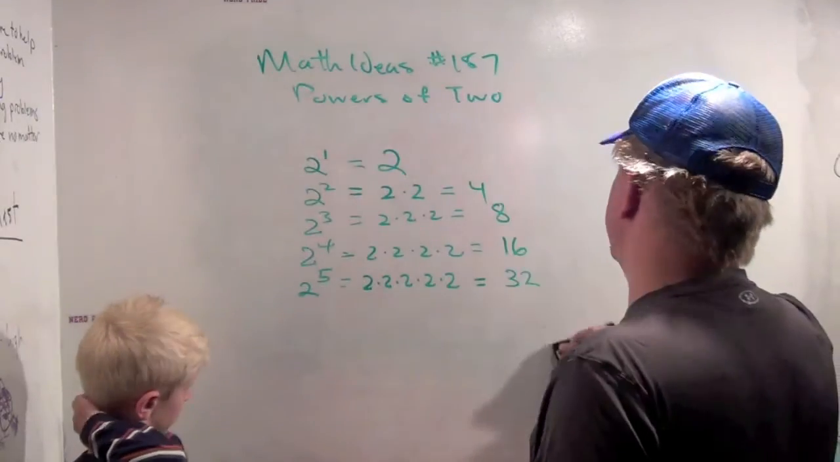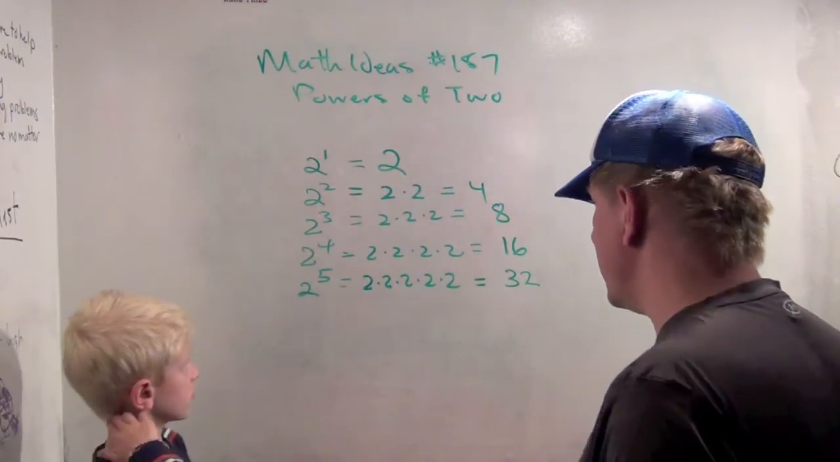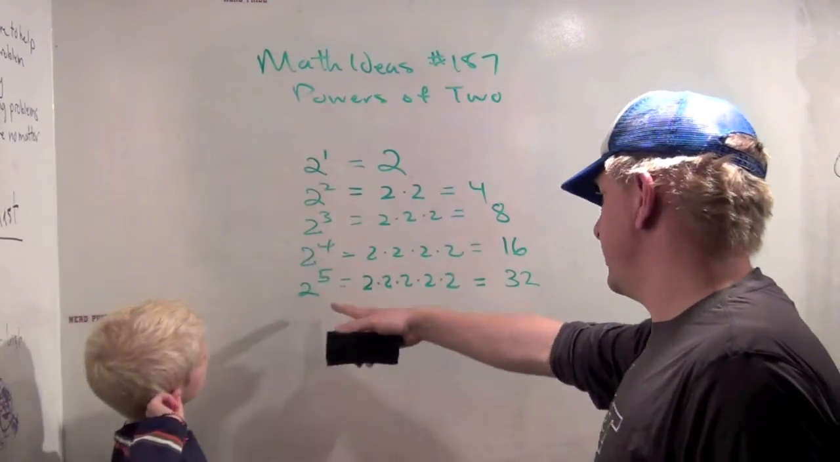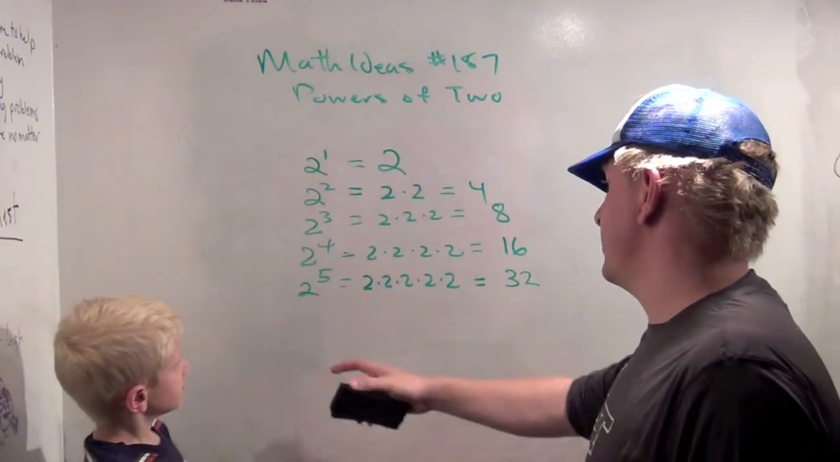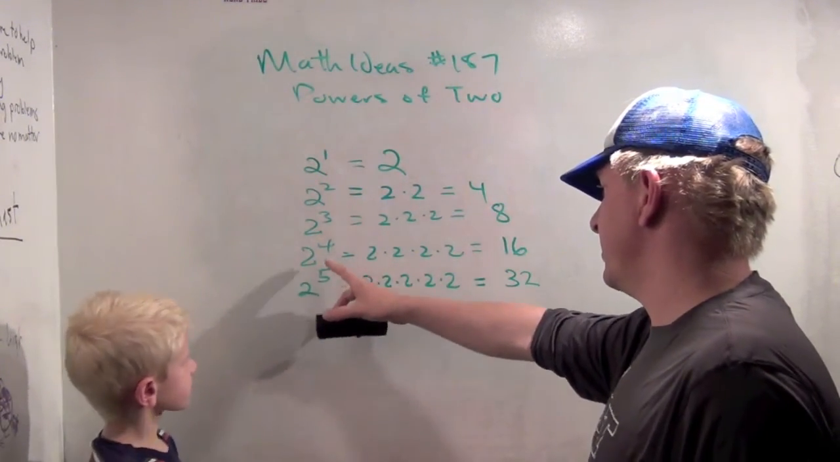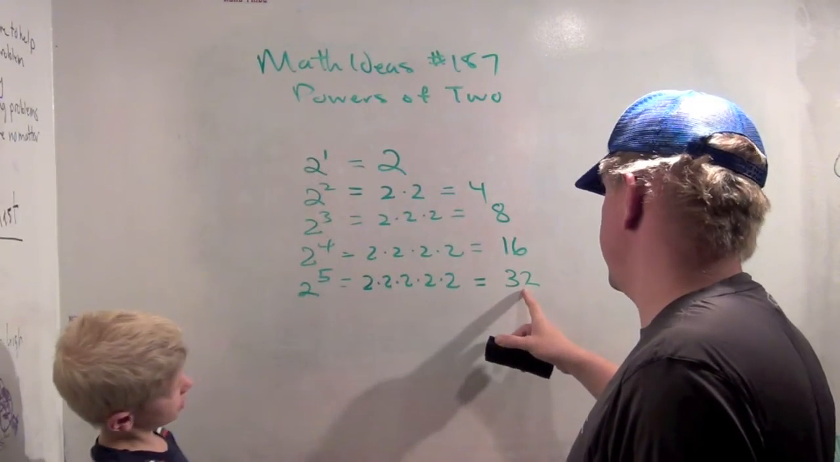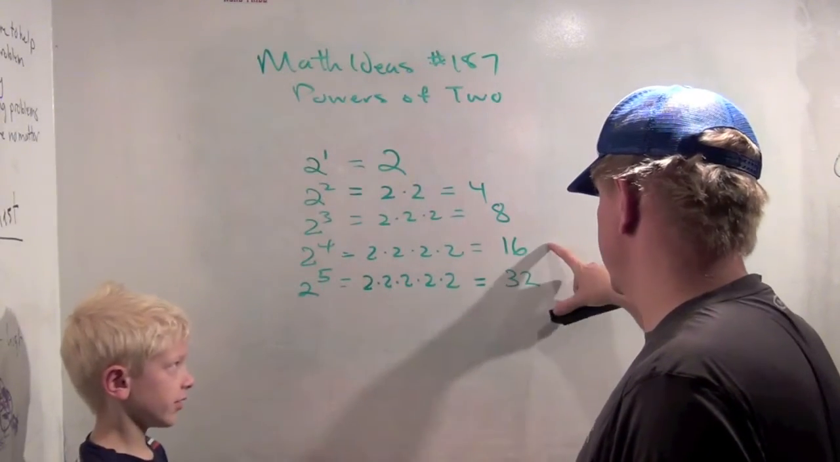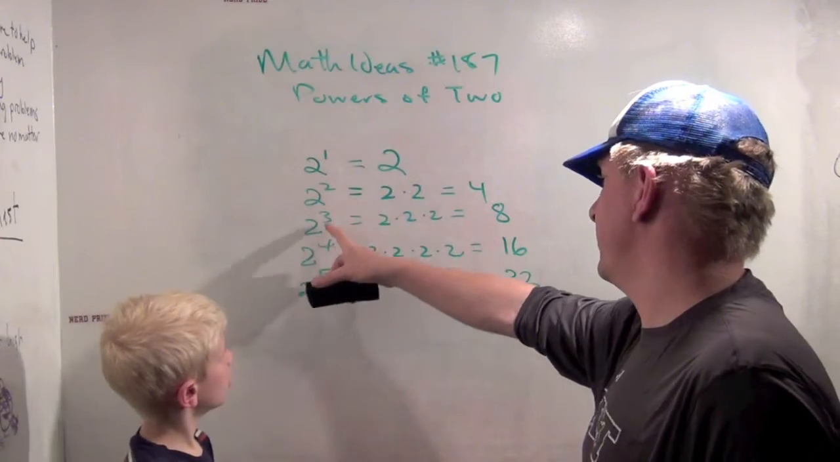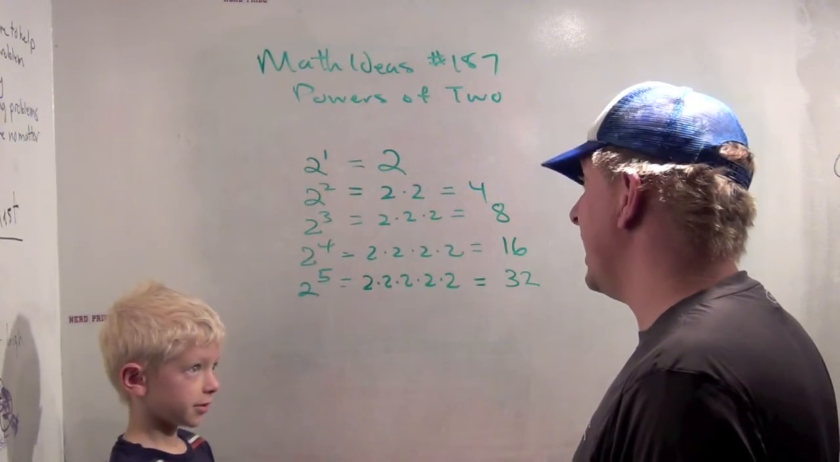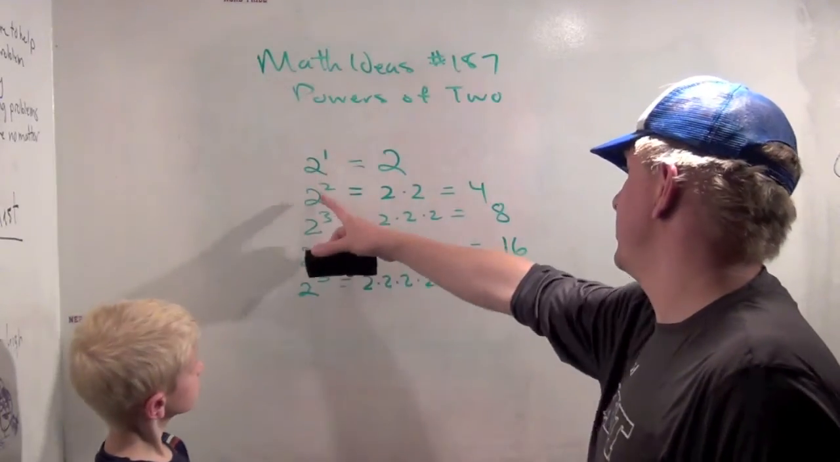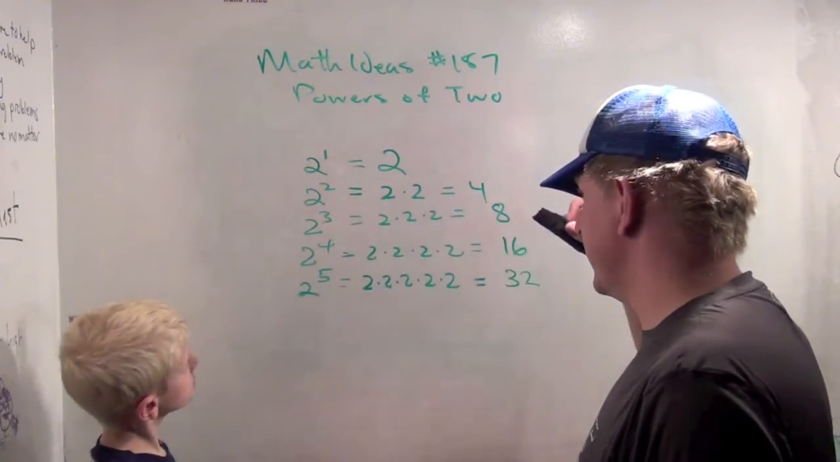Now, I'm going to teach you something pretty neat. When we go forwards, we just multiply by 2, right? When we go backwards, we just divide by 2. So when we go from 2 to the 5th to 2 to the 4th, we just take 32 divided by 2 and we get 16. And then when we go from 2 to the 4th to 2 cubed, we just take 16 divided by 2 and we get 8. When we go from 2 cubed to 2 squared, we just do 8 divided by 2 and we get 4.